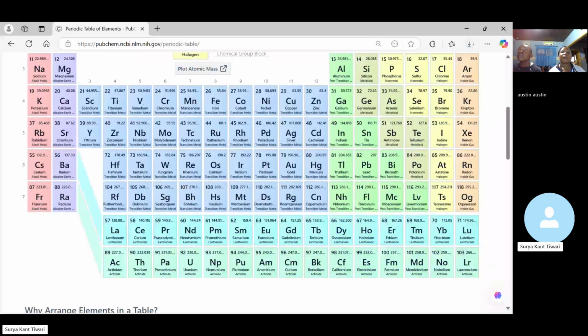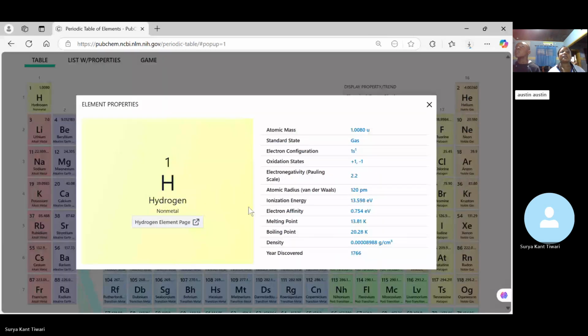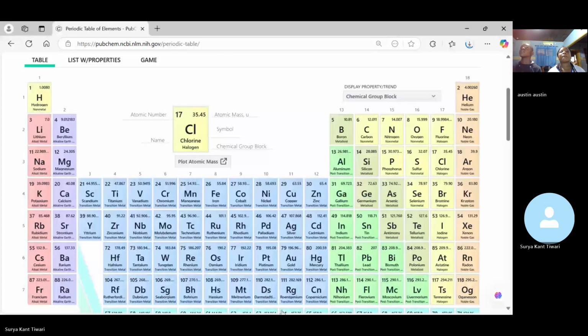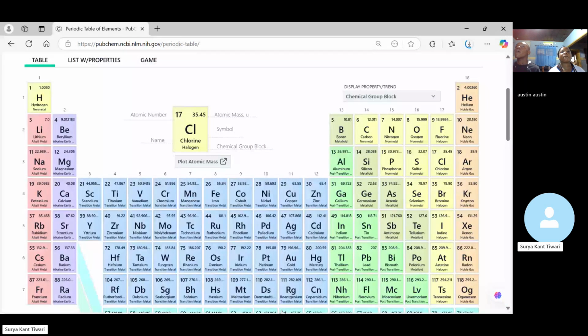And can you see this hydrogen? I'm seeing the name, but I'm not seeing it clearly. You should bring down the table a little. Yes, sir. Now you can see hydrogen.